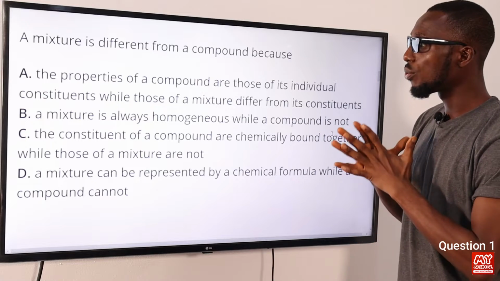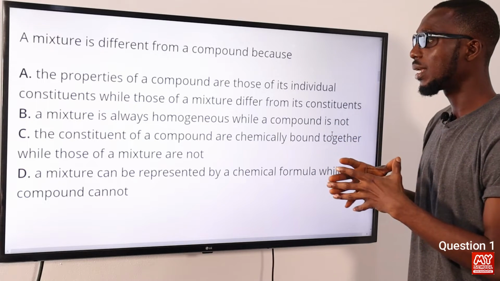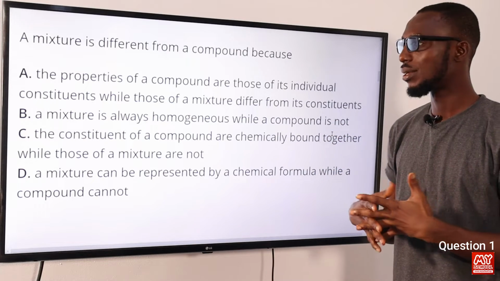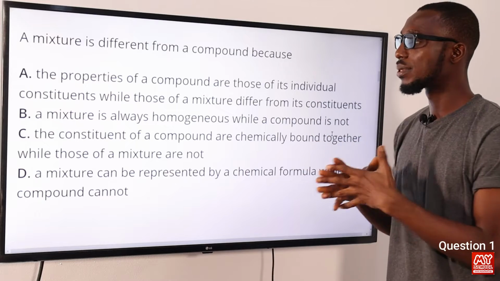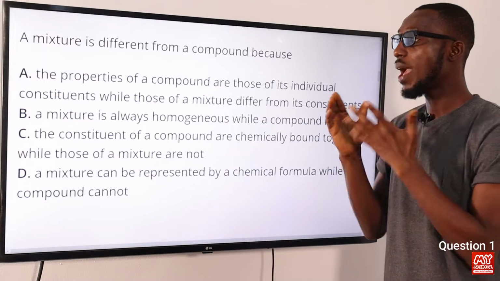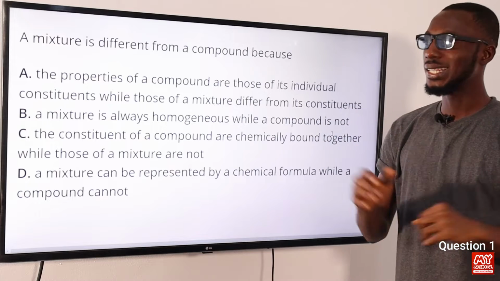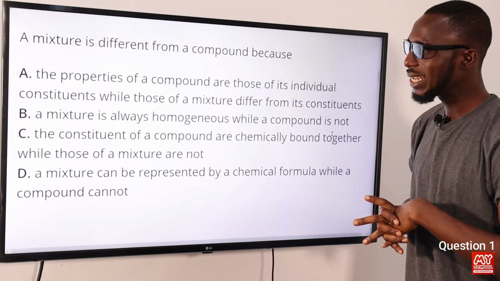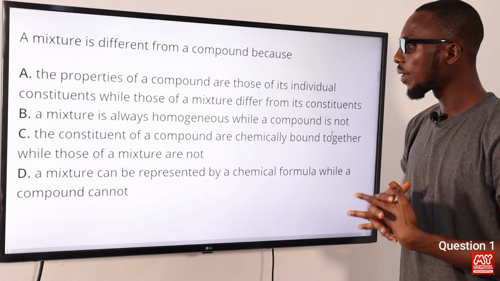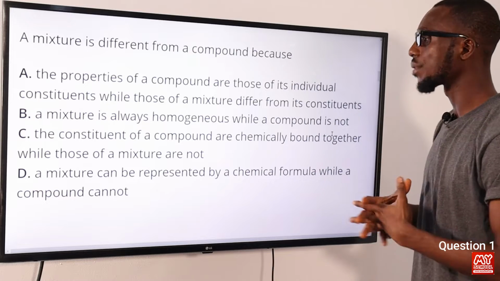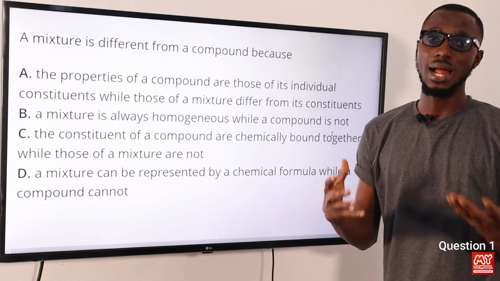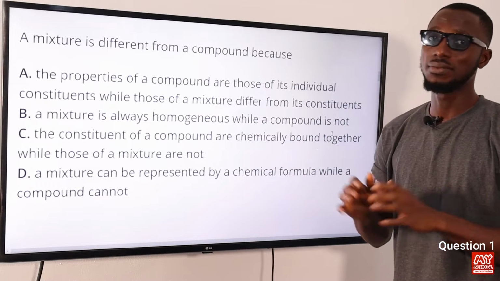A mixture is always homogeneous while a compound is not. Okay, that is incorrect. We know that compounds are always homogeneous, while a mixture can be homogeneous or heterogeneous. So B, invalidated. So let's look at statement C. The constituents of a compound are chemically bound together, while those of a mixture are not. That is correct. That is very, very correct.